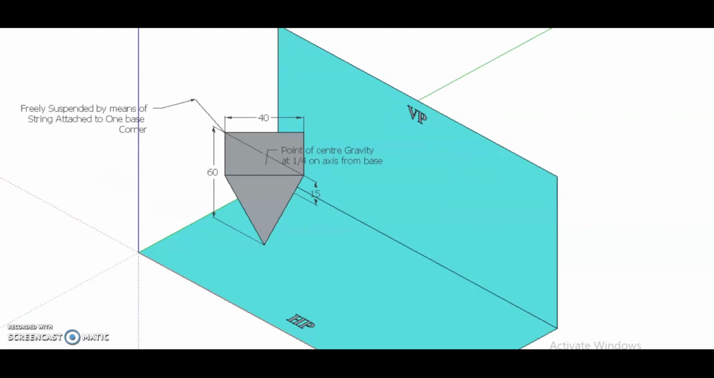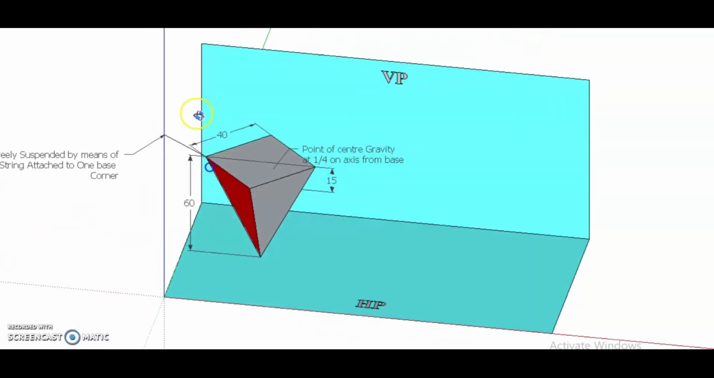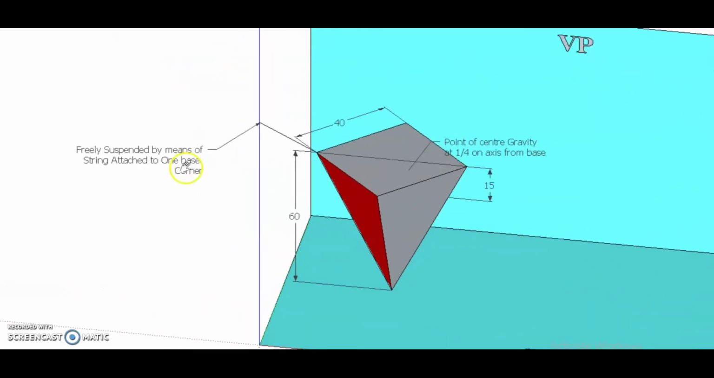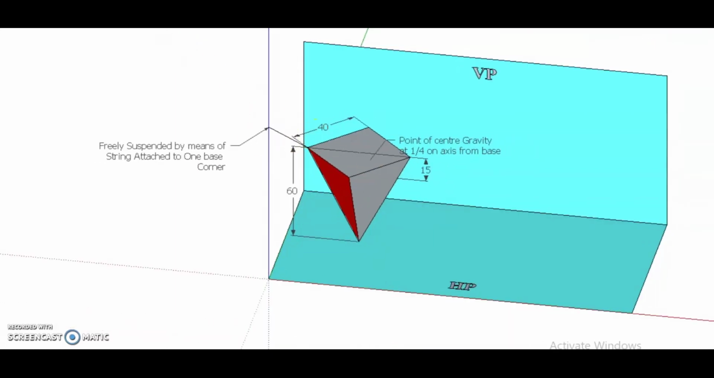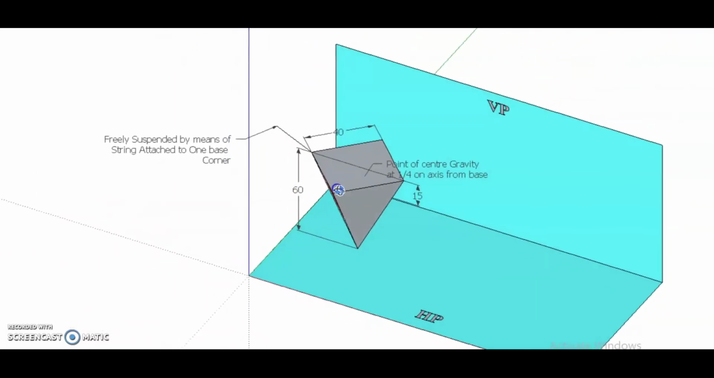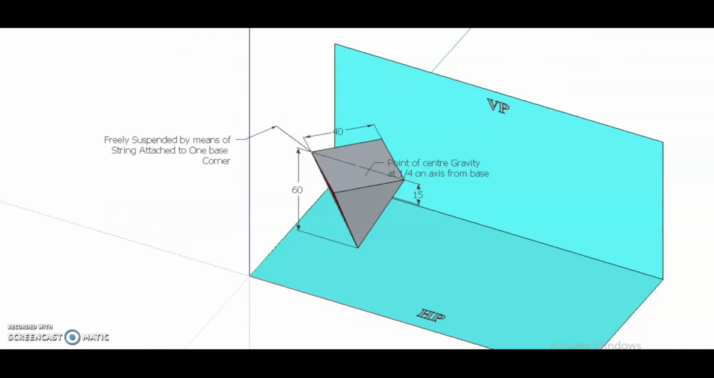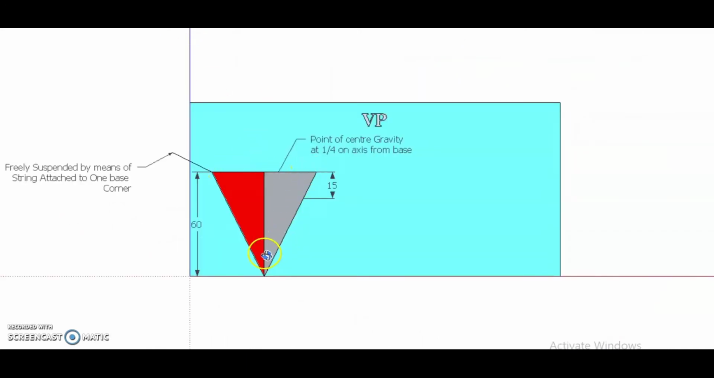So this is the next condition of a square pyramid, which is freely suspended in space by means of a string which is attached to one of the corners. So for the initial condition we have to consider this square pyramid in this orientation. So its front view will appear like this one, its top view will appear like this one.